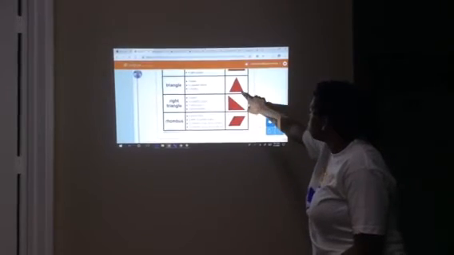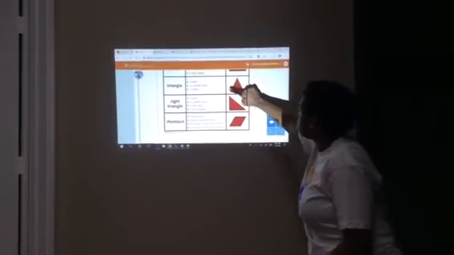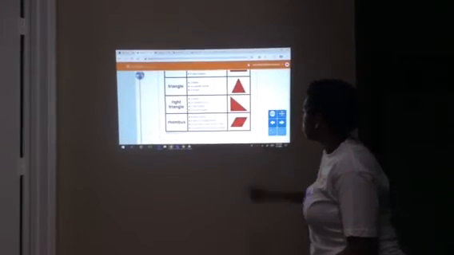I think these are 2. Now these are right angles. 1, 2, 3. These all 3. These are right angles.